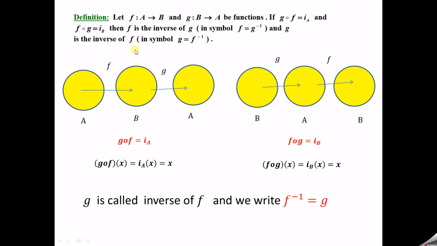The same way, g is the inverse of f. f is the inverse of g. Similarly, g is the inverse of f. Therefore, we can write g is equal to f inverse. So the important point here is that if the composition of two functions, g and f, is an identity function, then we say f is the inverse of g and g is the inverse of f.